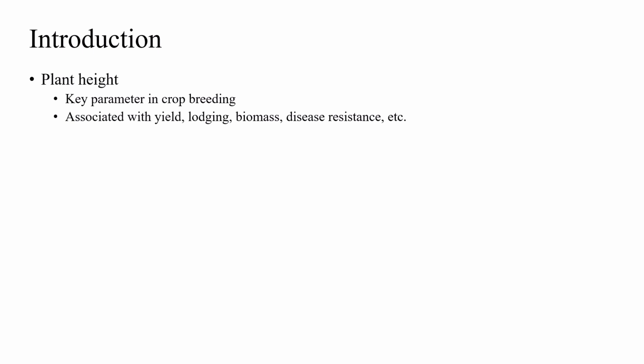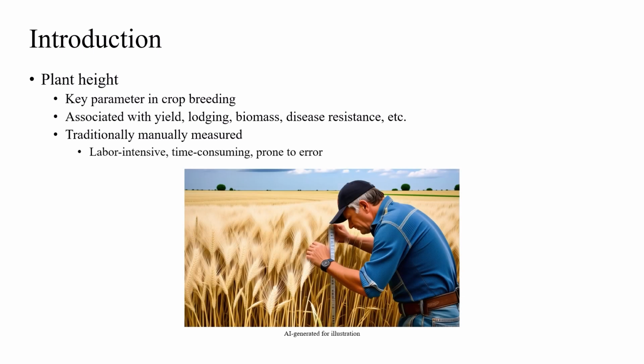Among the observable traits, plant height is a key parameter in crop breeding. It has been observed in literature to be associated with yield, lodging, biomass, disease resistance, etc. Traditionally, plant height is manually measured, such as by using a yardstick, which can be labor-intensive, time-consuming, and prone to error, especially when a large number of plants need to be measured in the field.